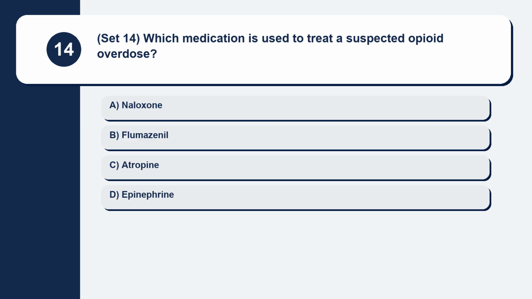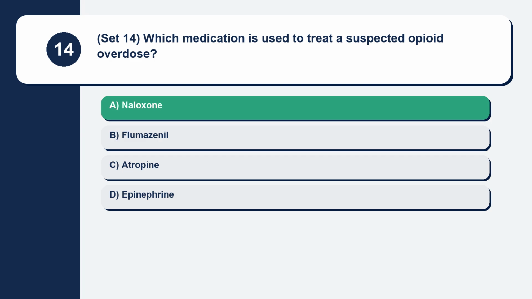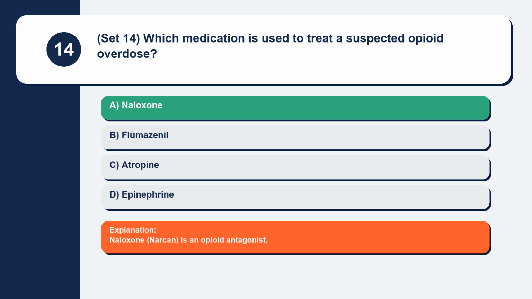Question 14. Set 14. Which medication is used to treat a suspected opioid overdose? Naloxone, flumazenil, atropine, epinephrine. Naloxone, Narcan, is an opioid antagonist.